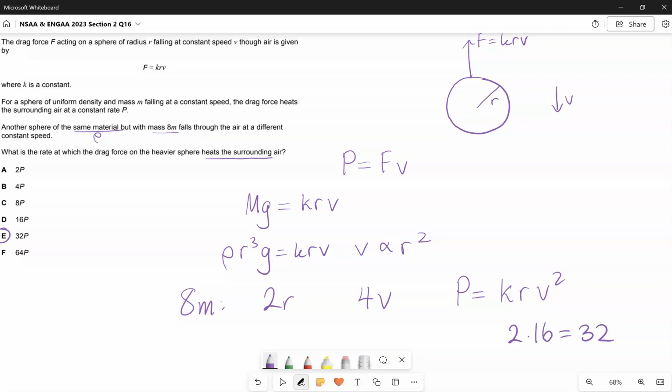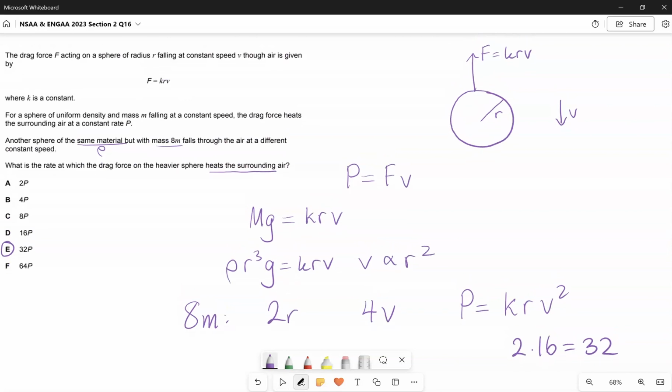Because this is 2 times larger, it has a larger terminal velocity, which depends on r squared. And then it also has a larger radius just due to its mass and having a constant density, as it's made of the same material, so density is shared between them. And so we have 32p as the answer.